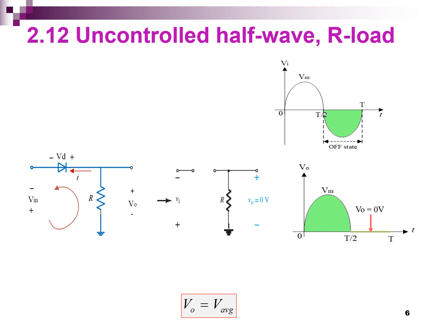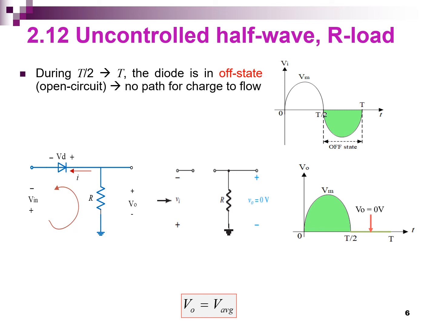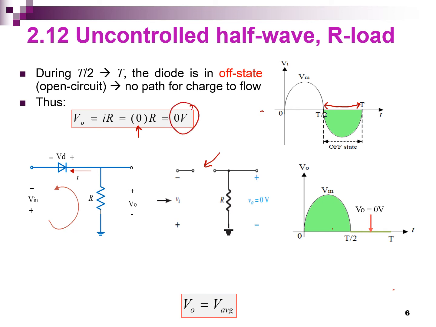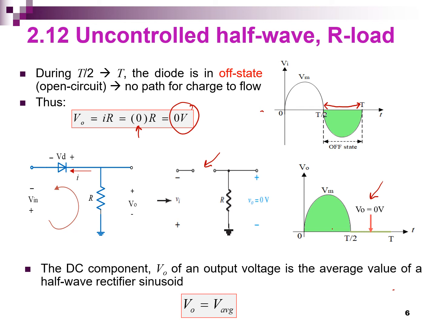Next, for the negative half cycle, during T over 2 until T here, the diode is in off state or open circuit. During open circuit, there is no path for charge or current to flow. So we will get V out equal to 0 times R, which is 0 volt. So this is the output voltage during the negative half cycle, where V out is 0. The DC component of the output voltage is the average value of the half wave rectified sinusoid here.